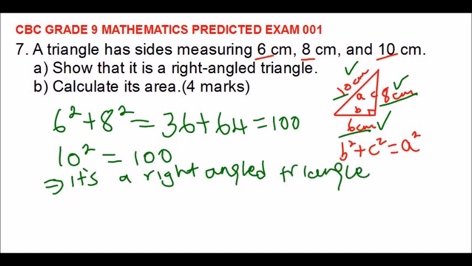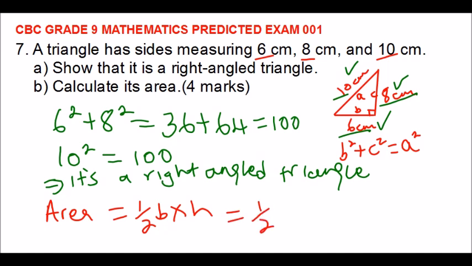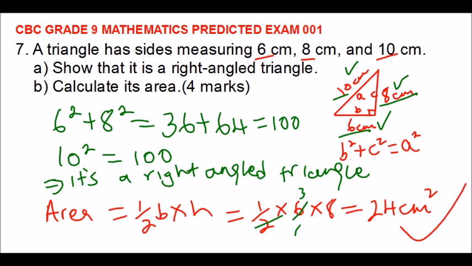Calculate its area. For a right angle triangle, we find the area is equal to a half base times height, which is equal to a half multiplied by 6 multiplied by 8, and this gives us 24 centimeter squared. You can simplify here: half of 6 is 3, so 3 times 8 gives you 24, and therefore that is the area of that triangle. By doing that, you get yourself 4 marks.